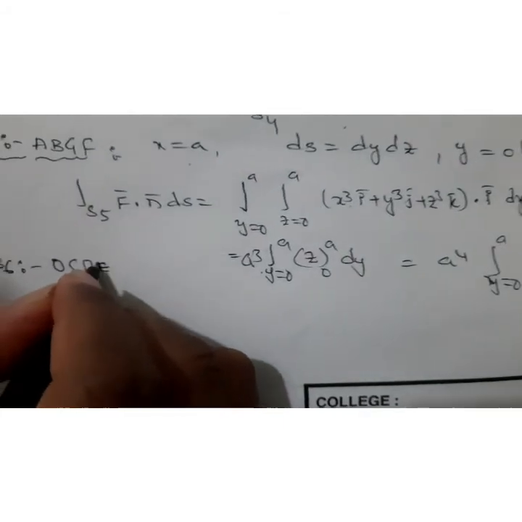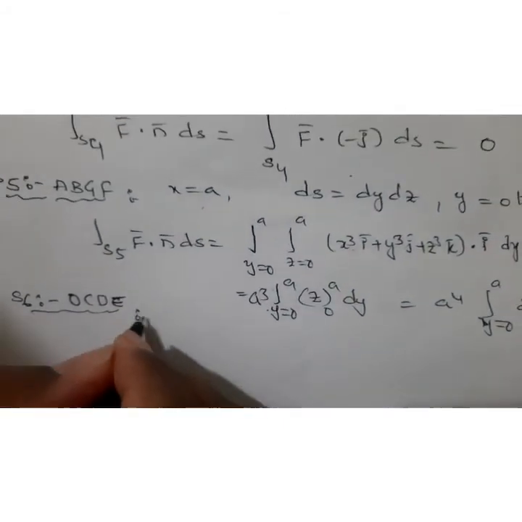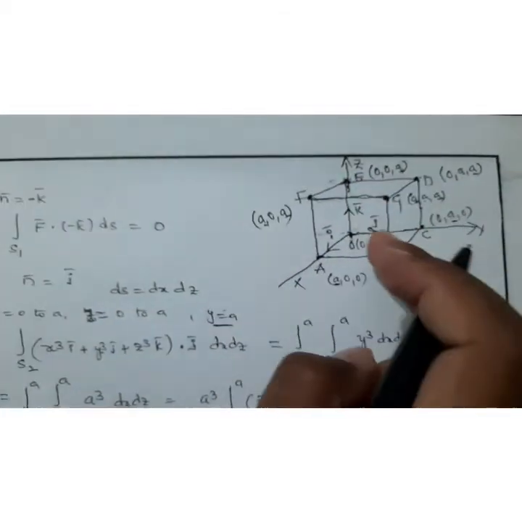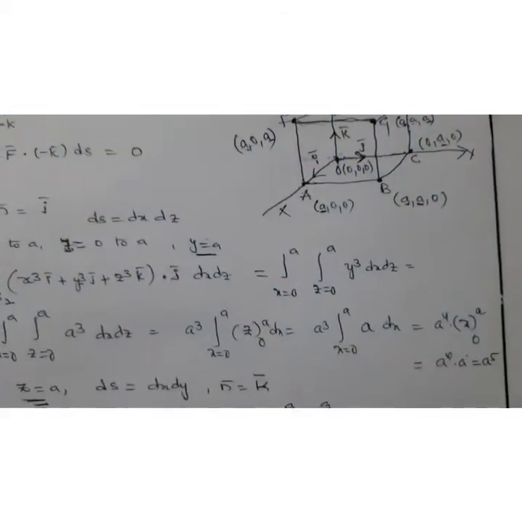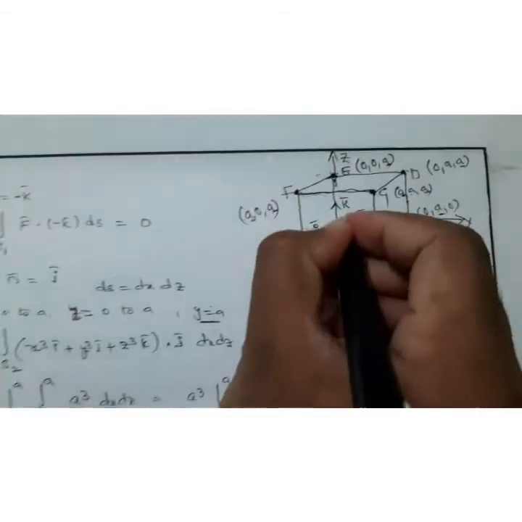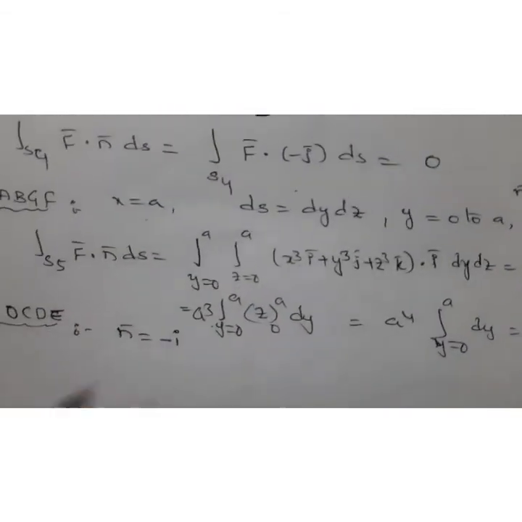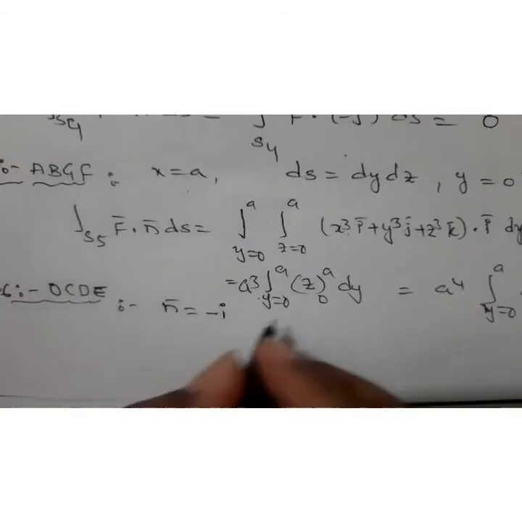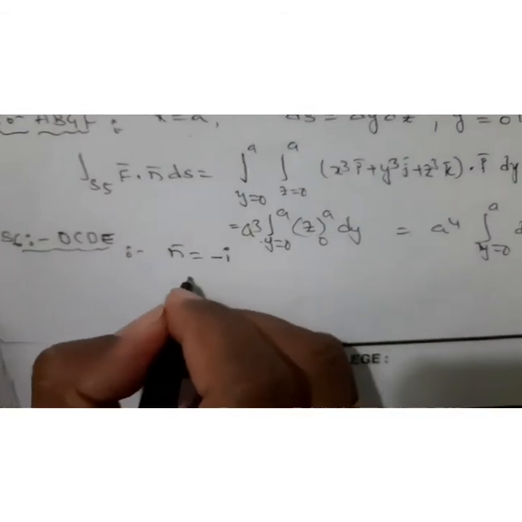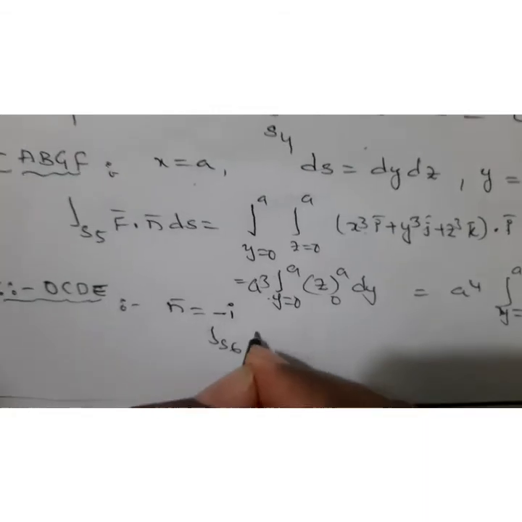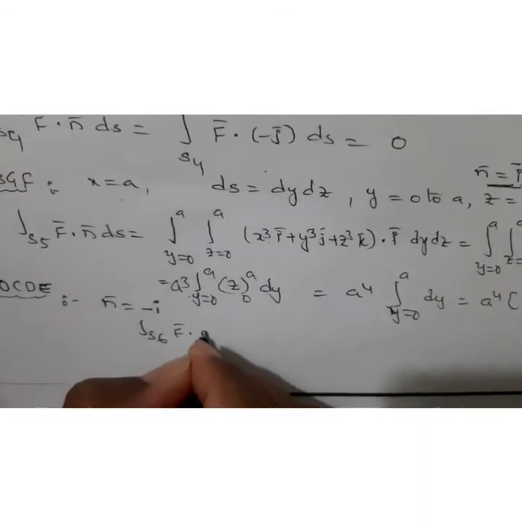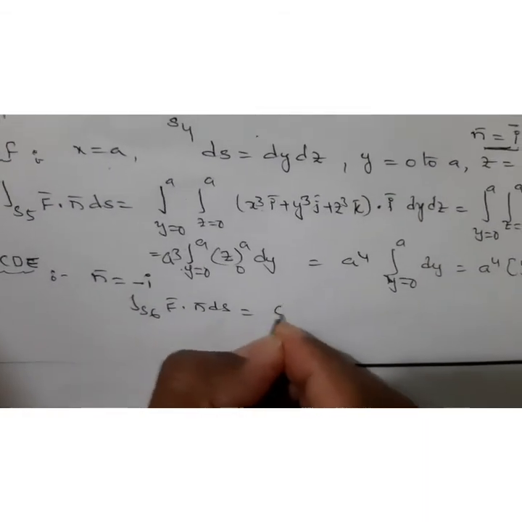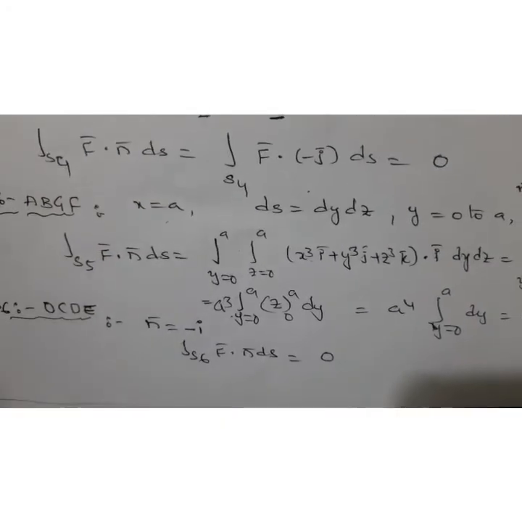OCDE is the sixth surface. For this surface OCDE, the unit outward drawn normal vector is exactly opposite, this is minus z bar. n bar is equal to minus k bar. If n bar is equal to minus k bar, you can write the integral over S6 of f bar dot n bar into ds is equal to, directly that value is 0.